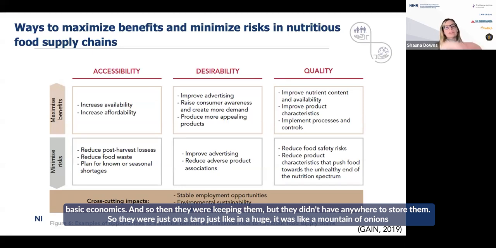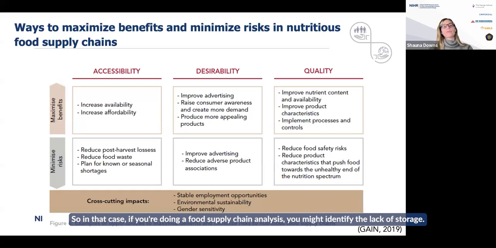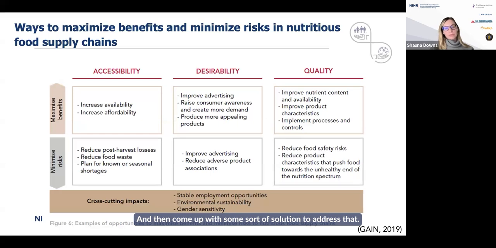And so then they were keeping them, but they didn't have anywhere to store them. So they were just on a tarp, like a mountain of onions just sitting out there with nothing covering them. And so obviously that starts to lead to losses. So in that case, if you're doing a food supply chain analysis, you might identify the lack of storage and then come up with some sort of solution to address that, such as low-cost storage as an example.